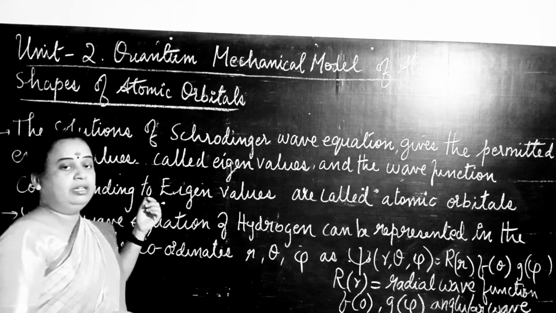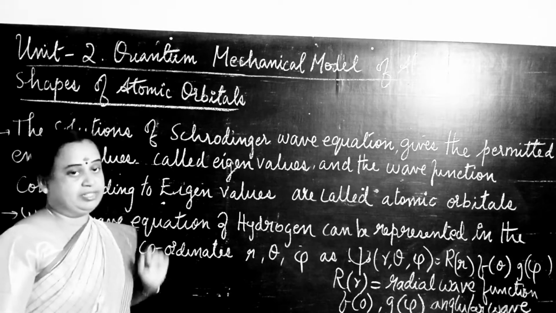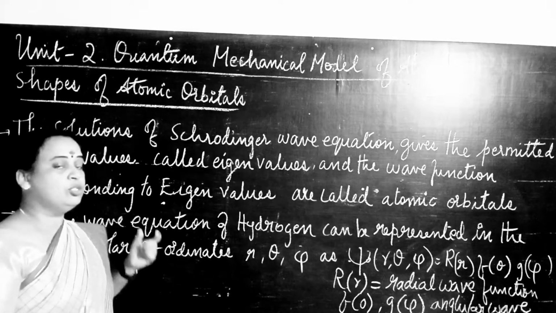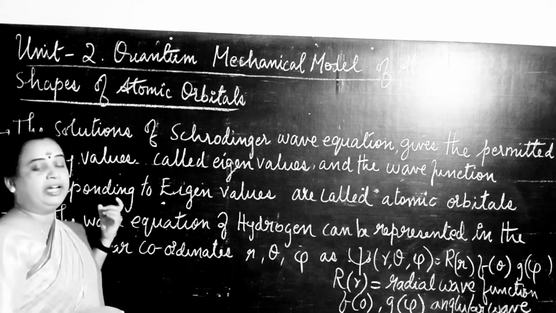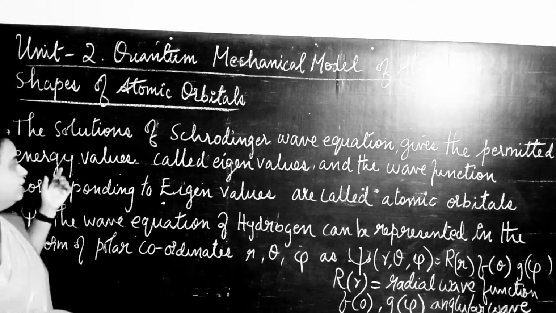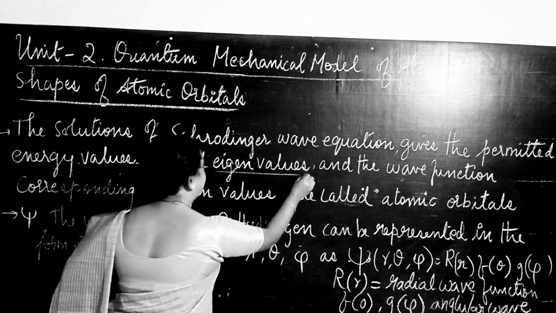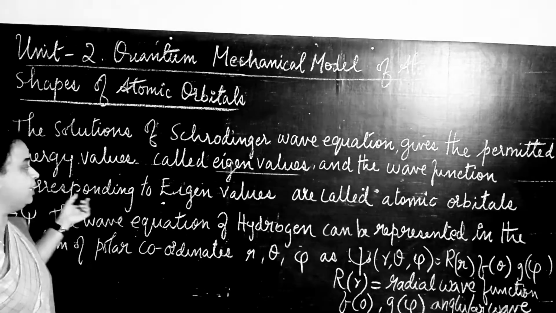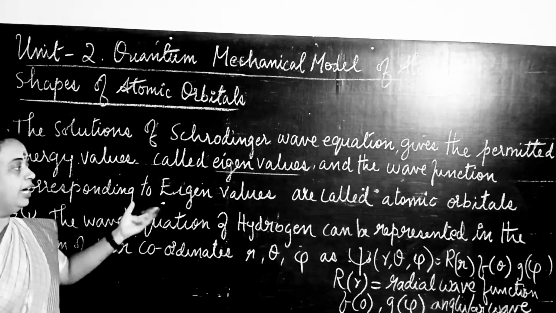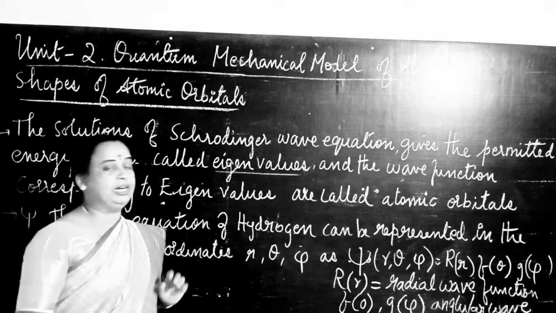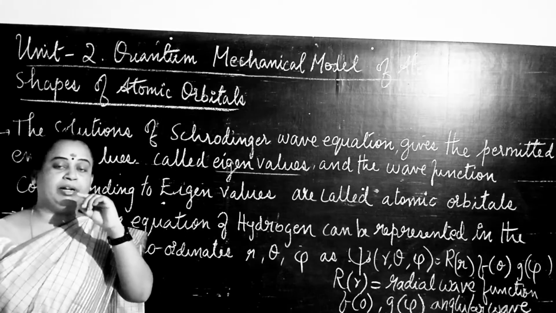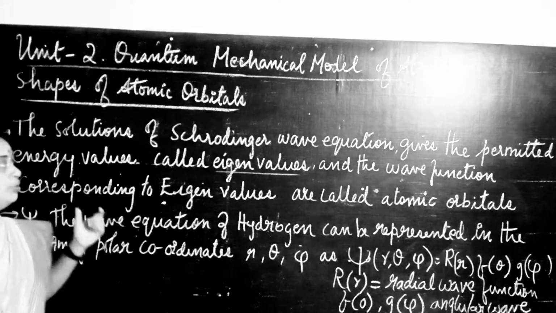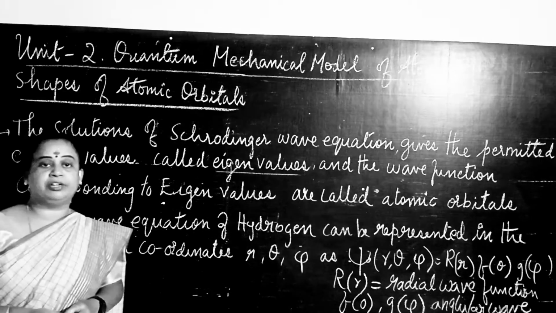we get the permitted energy levels, right? There is a particular value for the permitted energy levels. Those particular values for the energy levels are called eigenvalues. And the wave function corresponding to these eigenvalues is called the atomic orbital. Quantum mechanics has introduced the term atomic orbitals based on the solutions of the Schrödinger wave equation, right?